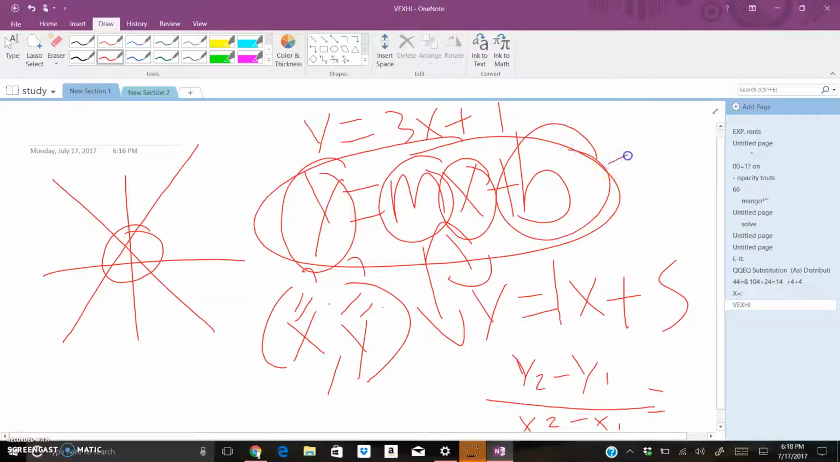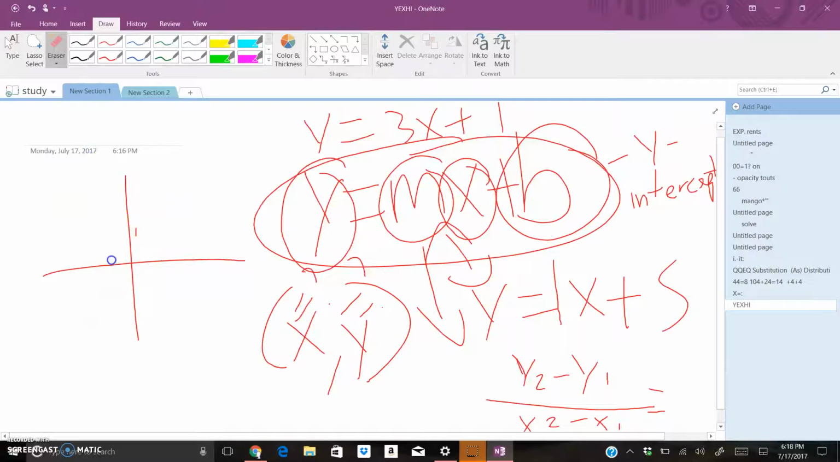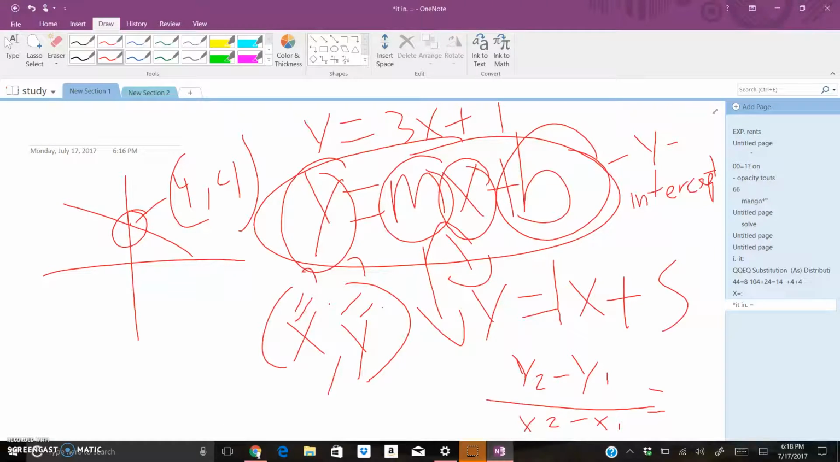And b is the y-intercept. Now, what is the y-intercept? The y-intercept is when a line hits the y-axis. For example, if I drew a line right now, this spot right there, for example 4, would be the y-intercept, because you're hitting the 4 right on the y-axis line right here.